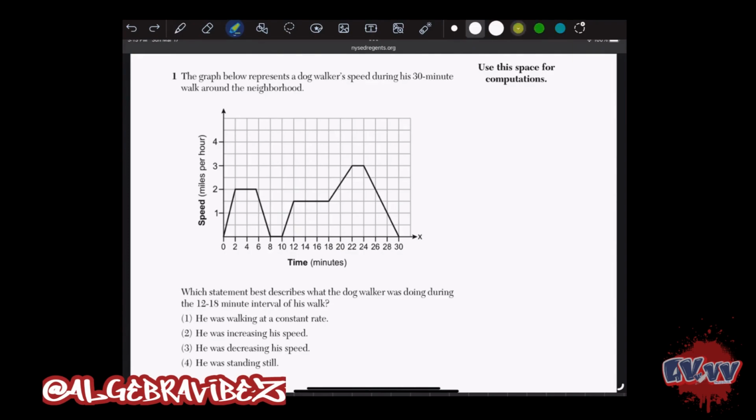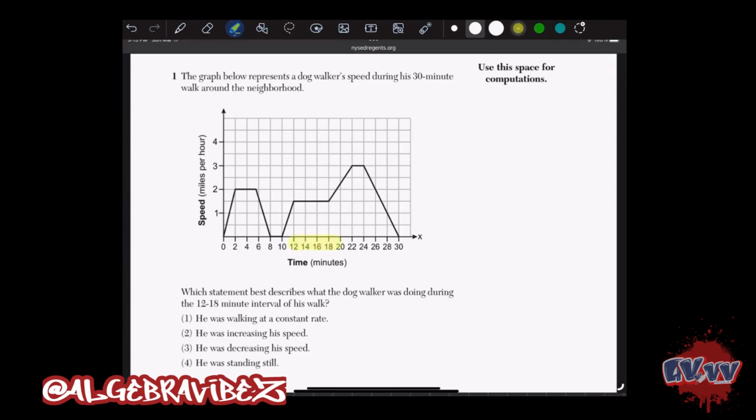Question 1. The graph below represents a dog walker's speed during his 30-minute walk around the neighborhood. Which statement best describes what the dog walker was doing during the 12 to 18-minute interval of his walk? 1. He was walking at a constant rate. 2. He was increasing his speed. 3. He was decreasing his speed. Or 4. He was standing still.